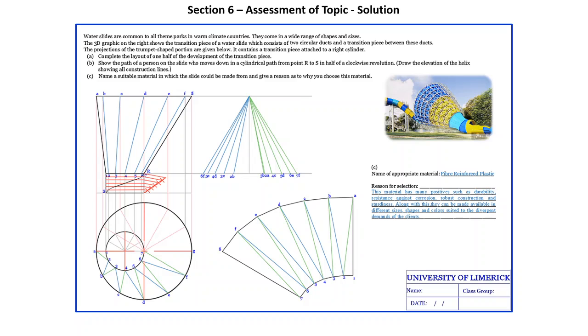So looking at the solution here now, we can see that they found true lengths on the right hand side of the elevation, and then the development has been completed below. For part B, I mentioned how all construction lines must be shown, as it would be very easy for students just to draw a freehand curved line from R to S, whereas if they show all construction lines, it shows that they know how to complete the question correctly and they know the key principles behind it.